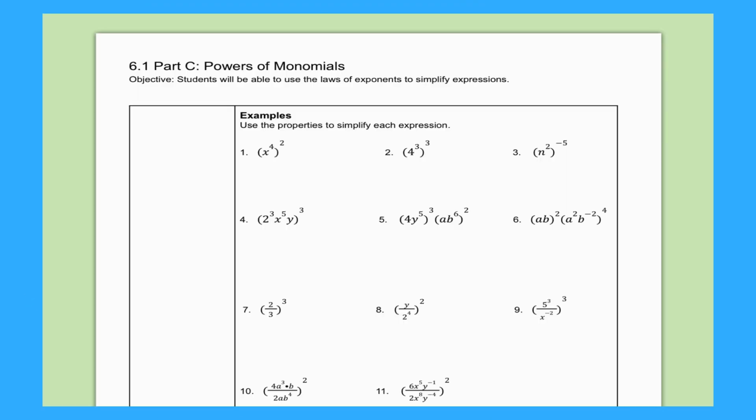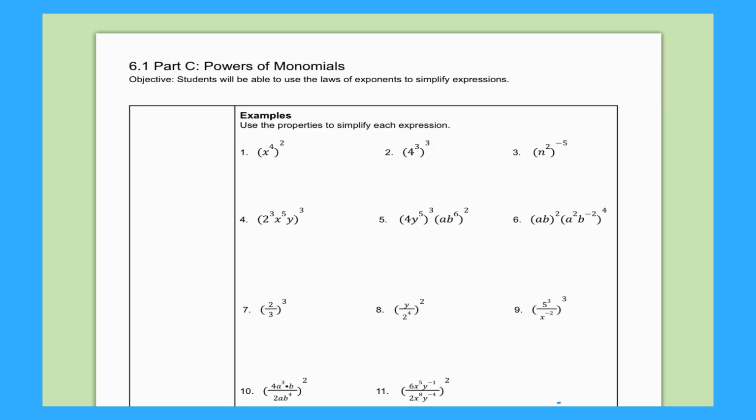Now we're going to look at power of a power rules. This is actually when we have an exponent raised to another exponent, and it's always going to look like this. Like on number 1 here, we have x to the 4th, but then this x to the 4th is raised to the second power. So let's first look at what this means, and then we'll look at how to solve it.